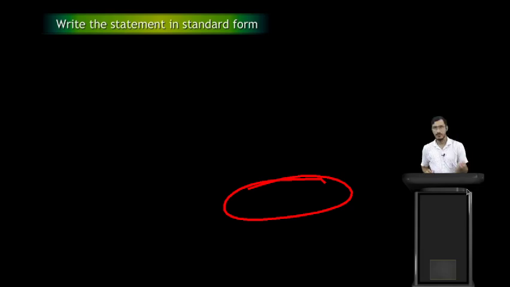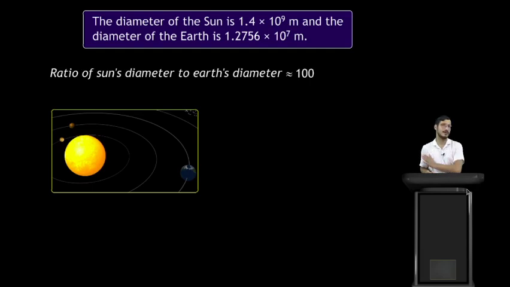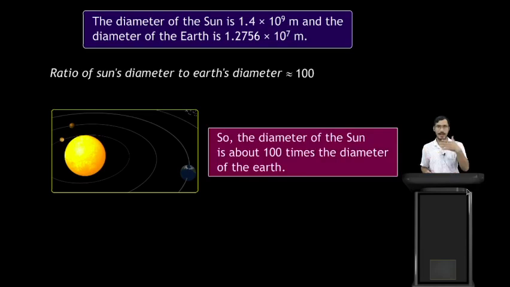The ratio is approximately 100 times. That means the ratio of the Sun's diameter to the Earth's diameter is approximately equal to 100. So that means the diameter of the Sun is about 100 times the diameter of the Earth.